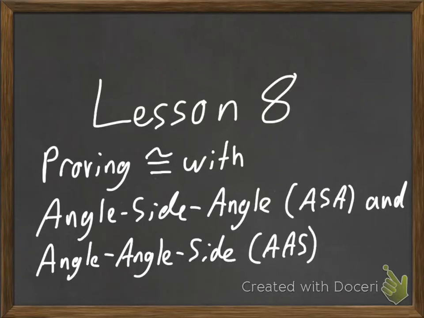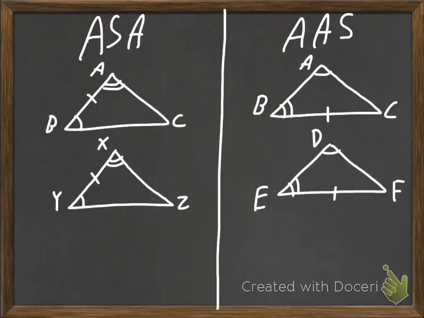Alright, welcome to Lesson 8, proving triangles congruent with angle, side, angle, and angle, angle, side. So this is our next and our last two ways to show that triangles are congruent. And here are two examples of what an angle, side, angle, and angle, angle, side look like.